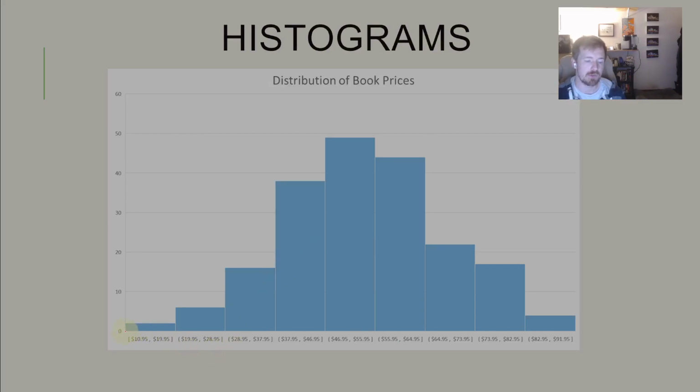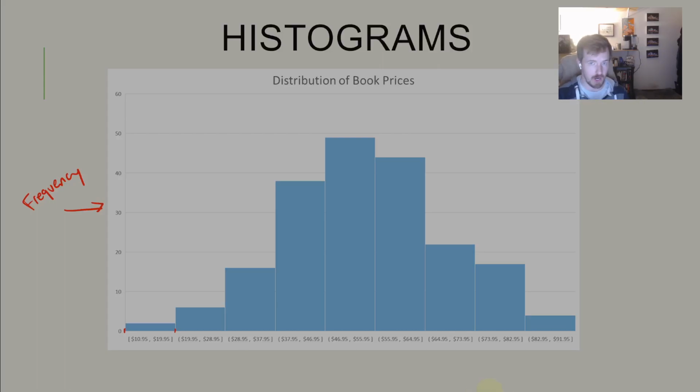But what we have here on the x-axis are going to be these intervals. So the interval between $10 and $20, and from $20 to 29, and then from 29 to 38, and from 38 to 47, and so on. And so this gives you an idea of the distribution of different data that you have. So again, right here on the y-axis, you're going to have the frequency, and then on the x-axis, you're going to have those intervals.